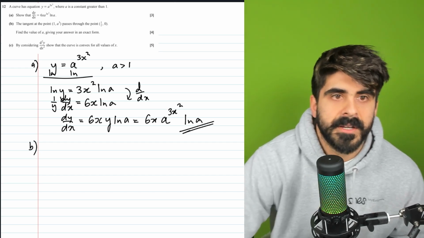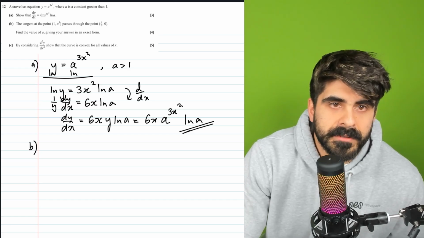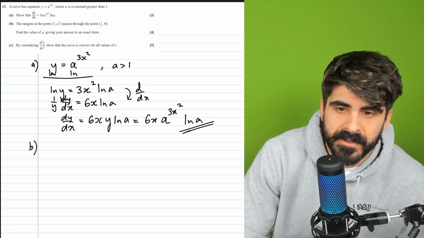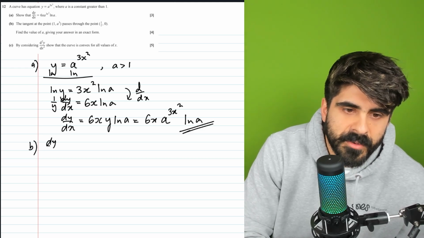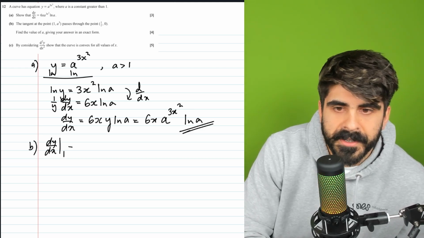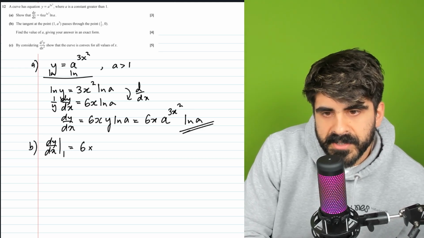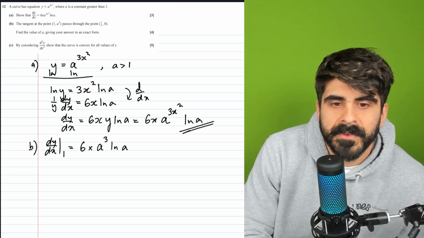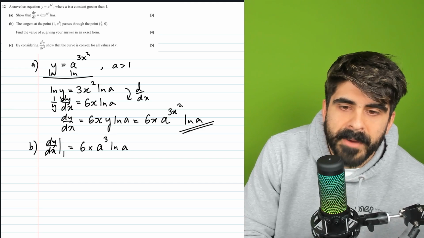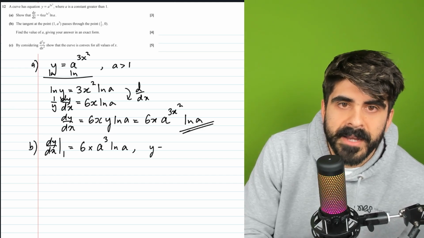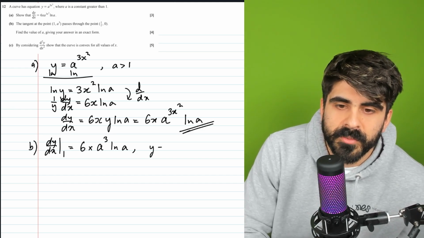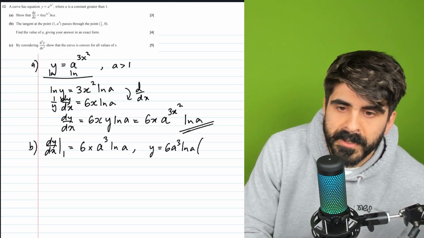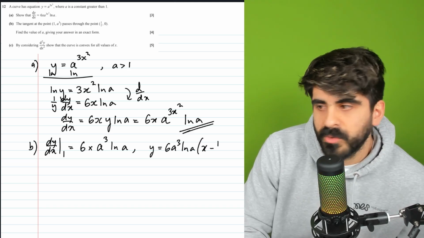Part B. The tangent at the point (1, a) passes through (a half, 0). Find the value of a. Okay, so we need to find the tangent. So we're going to find dy by dx at x equals 1, which is 6 times a to the power of 3 ln a. So we do y minus the y coordinate, which is 0, equals the gradient times x minus the x coordinate of a half.